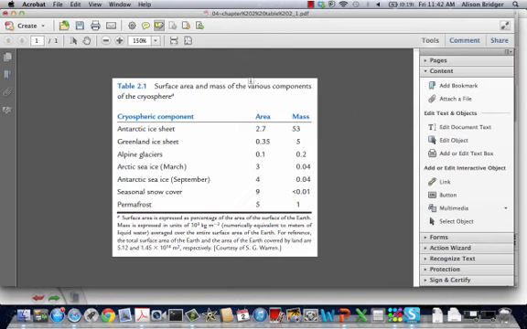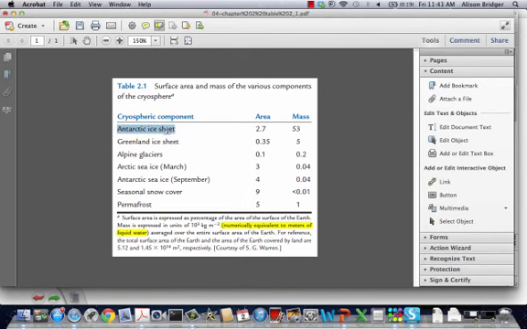Alright, so what we're showing here are two things: the surface area covered by each of these components and the mass of ice. Let's see, what is it? Mass equivalent to meters of liquid water. I'm going to do some shading here. So the mass numerically equivalent to meters of liquid water. Alright, so let's have a look, see what we've got.